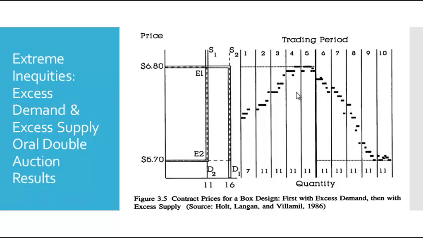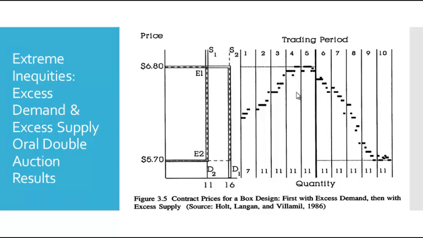Then in the 6th period, the demanders become 11 and the suppliers become 16. So now we have excess supply. So the competitive equilibrium is now $5.70, the lower line, and you can see that the price has declined slowly towards that. This is the oral double auction situation, yes.